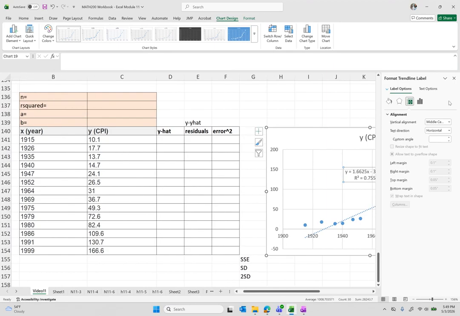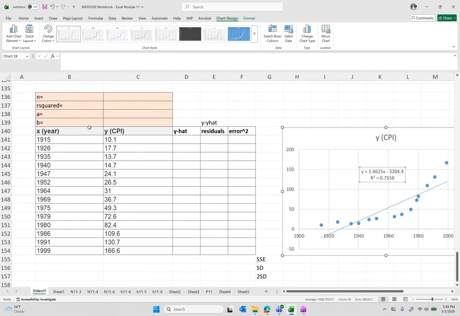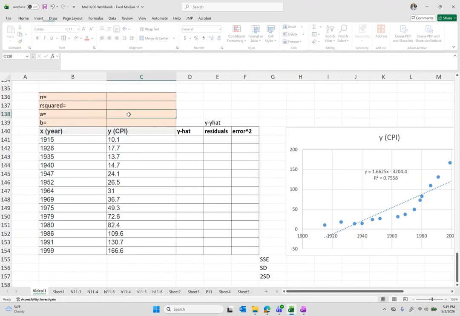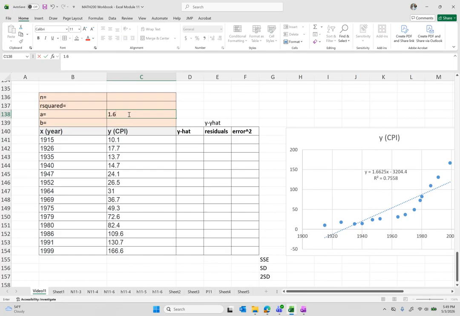So instead of inputting formulas, I'm just gonna copy the A here and the B that it gave me. Remember, it is negative 3204. And make sure you have it as negative. And I'm going to also input R squared because I asked it to show me R squared. I will need it for my hypothesis test.